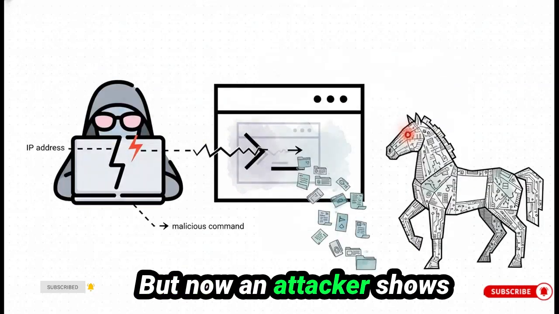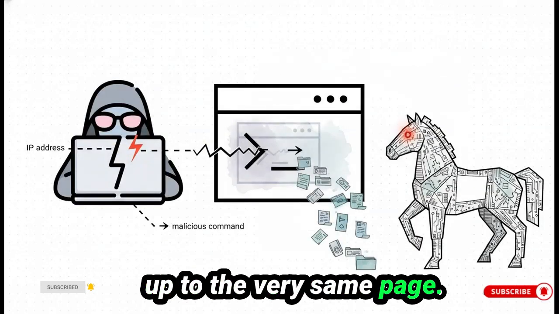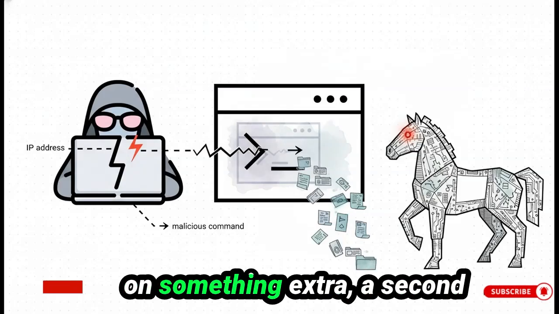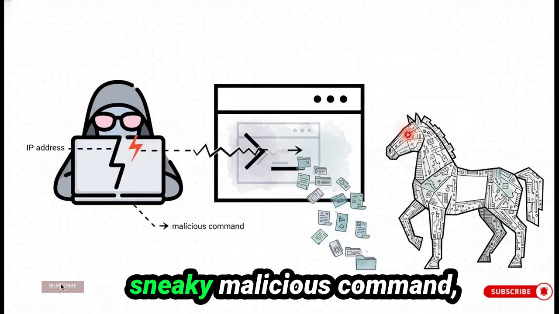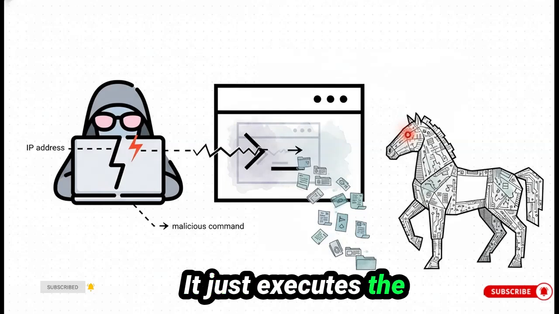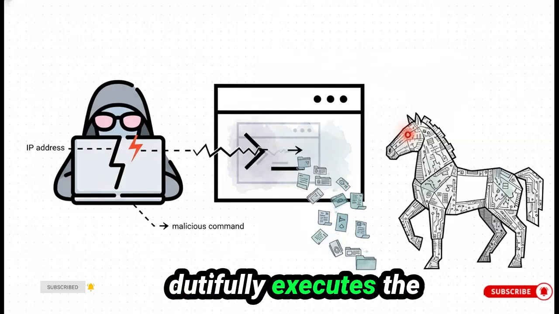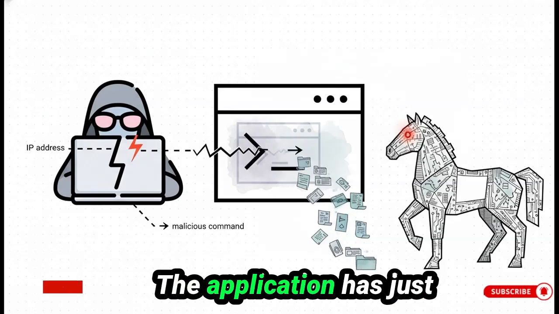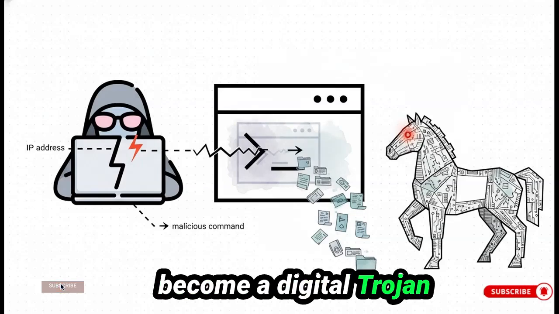But now, an attacker shows up to the very same page. They also start with an IP address, but then they tack on something extra. A second, sneaky, malicious command. The vulnerable application? It has no idea. It just executes the first command and then dutifully executes the second one, handing over super sensitive files. The application has just become a digital Trojan horse.